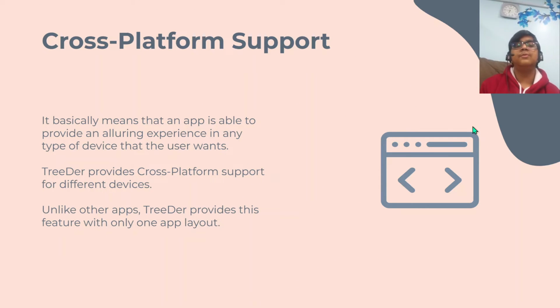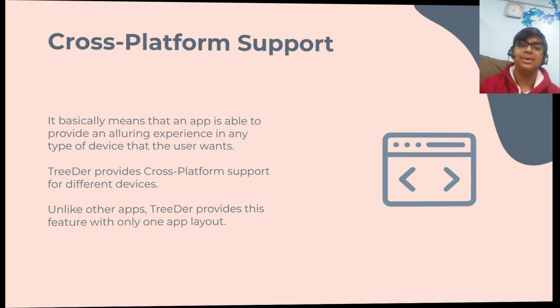Moving on, the fourth feature is cross-platform support. It basically means that an app is able to provide an alluring experience in any type of device that a user wants. TreeDer provides cross-platform support for different devices, and unlike other apps, TreeDer provides this feature with only one app layout.